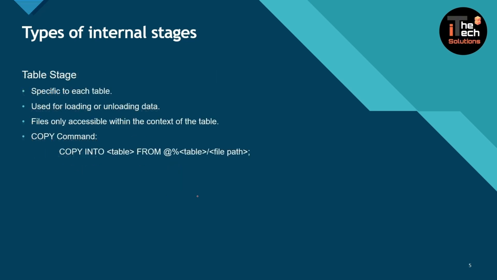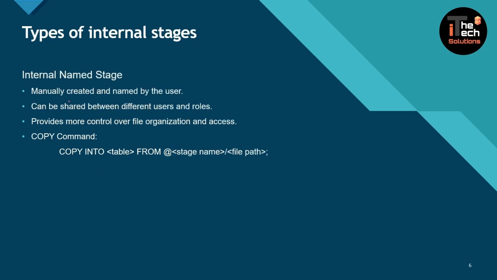Next one is the table stage. It is similar to the user stage, but instead of a user, it is associated with a specific table. Different users can still use it, but it can only be used for a single table. So if you are using a table stage, you can't use it to load data into some other table. Only the associated table can use it, and it is represented by a percent sign. This is the only difference, and the rest of the command will still be the same.